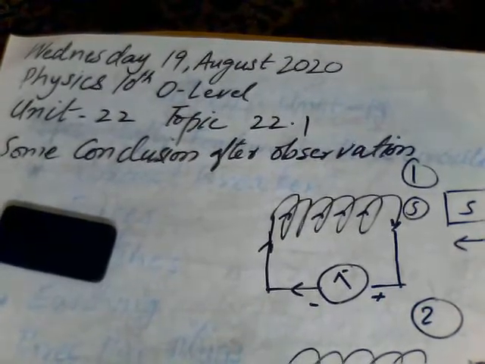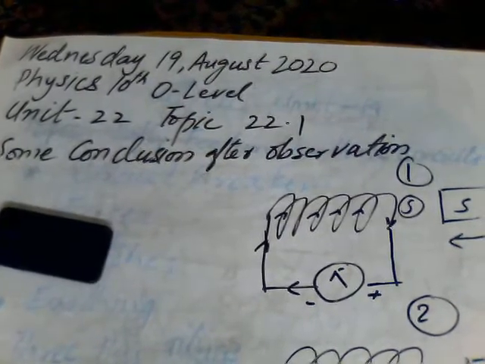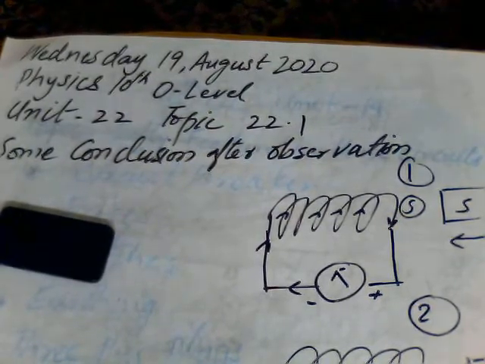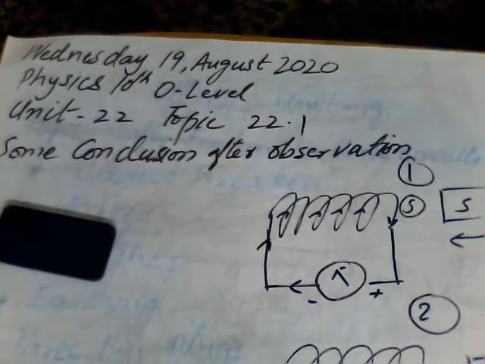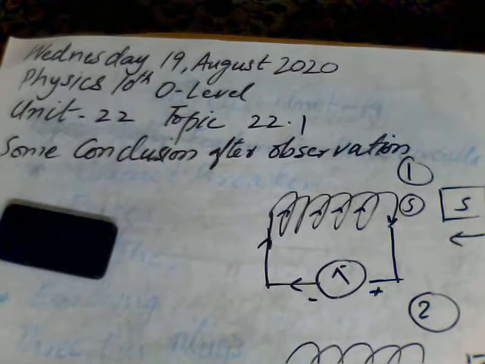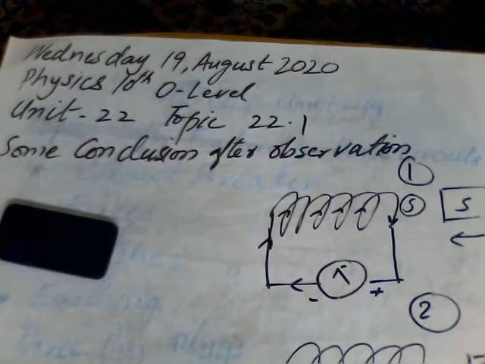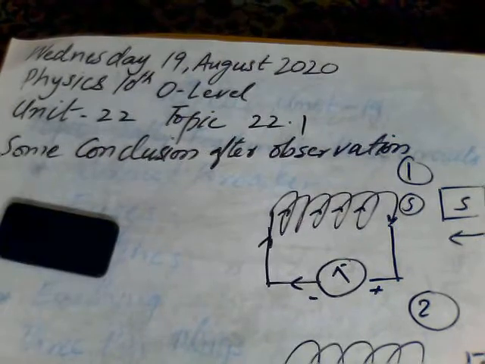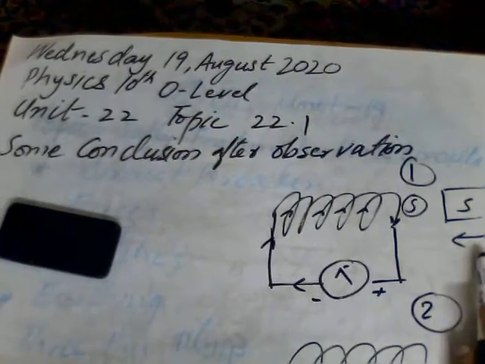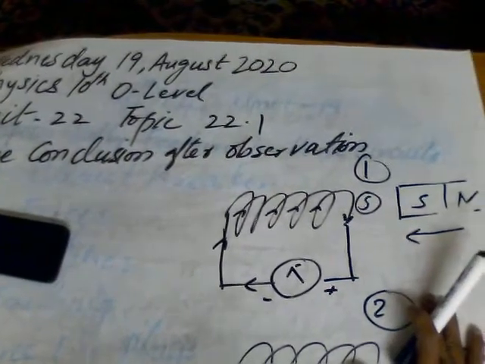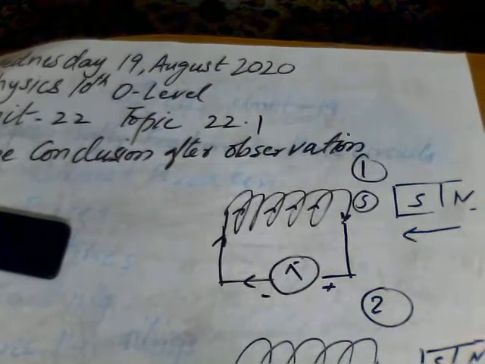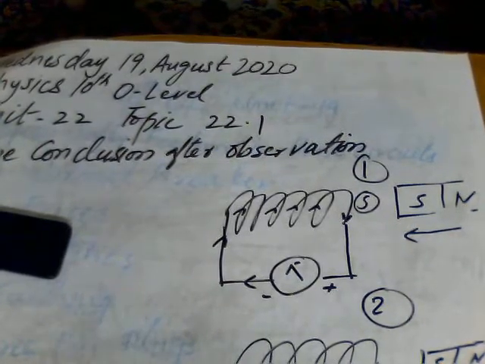Yesterday we started a new unit, that is Unit 22, electromagnetic induction, and we started its first topic, 22.1, electromagnetic induction and electromagnetic flux. We studied that when we change the flux, either by moving the solenoid or by the movement of a magnet, we observe that EMF is produced in a coil, in a solenoid.